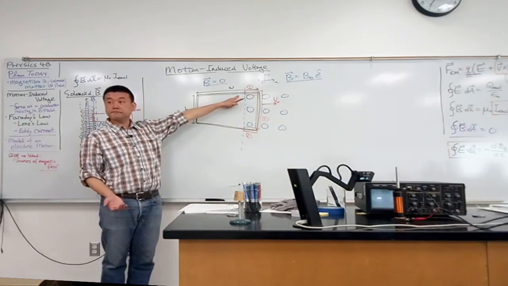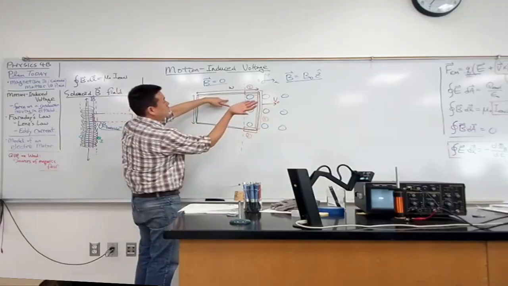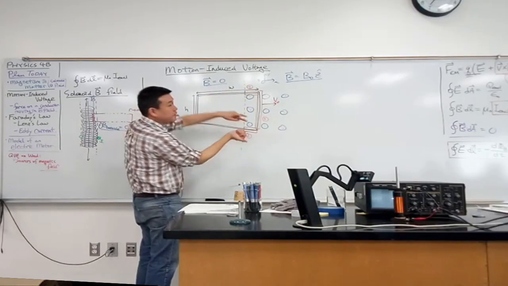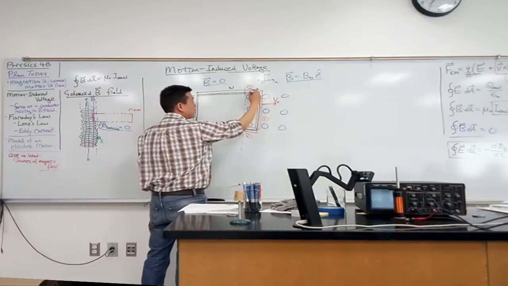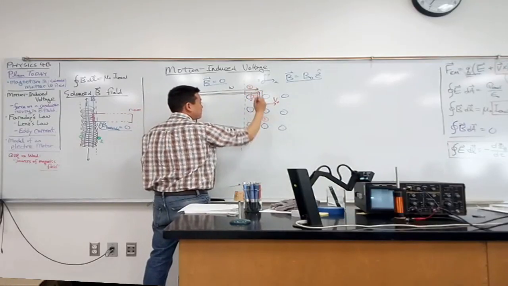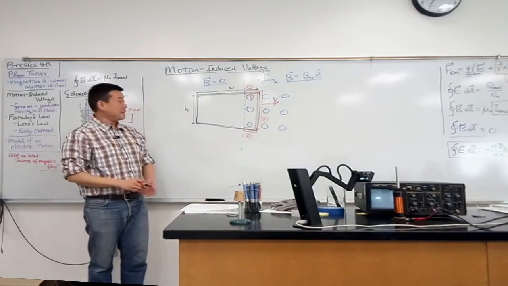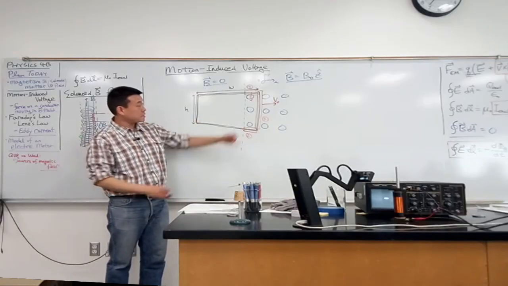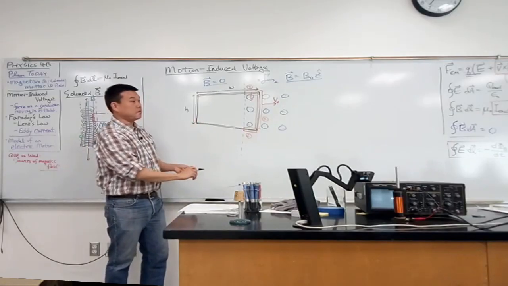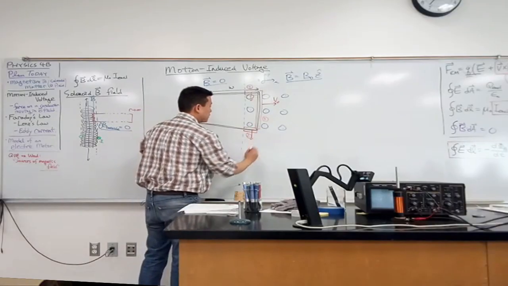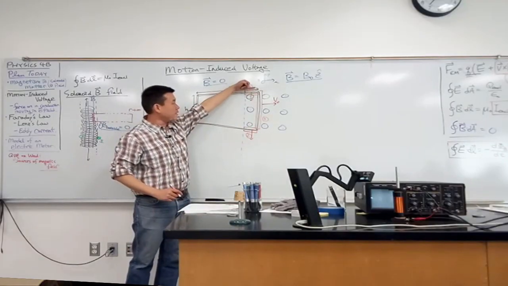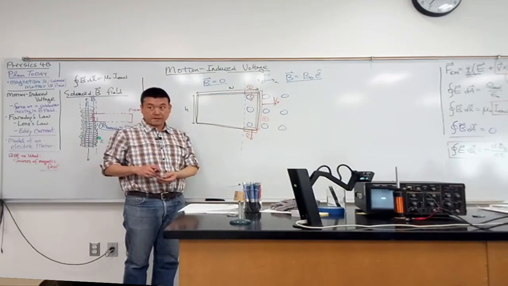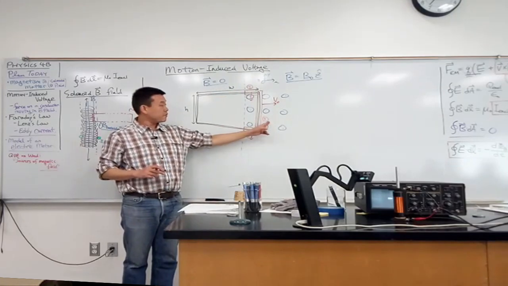In region 1, v0 cross B is downward. So there's a force on the charges pushing them downward. That's not really going to do anything. In region 2, it's the same thing: v0 cross B, downward. The charges might accumulate on one side of the wire, but beyond that, nothing will really happen. What about region 3?